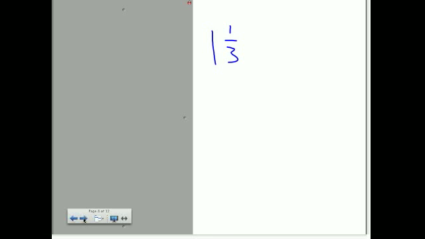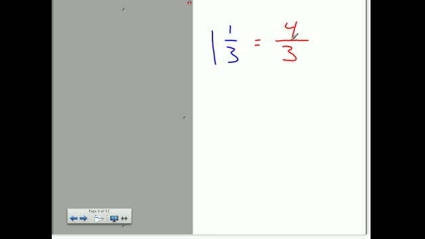This is a mixed number because we have a whole number and we have a fraction, 1 1/3. If I want to convert this mixed number to an improper fraction, I can start by writing the denominator, because I'm working with thirds here. Now I'm going to start at the denominator. I'm going to multiply by the whole number. 3 times 1 is 3, and add the numerator. 3 plus 1 is 4.